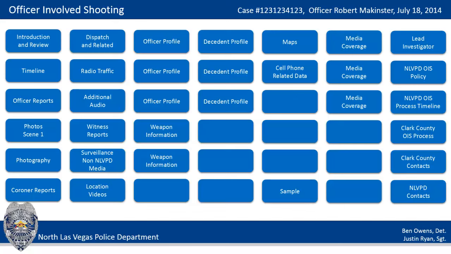You can see from this interface, going from the left-hand column going down, that there's an introduction, there's an overview, there's access to officer reports, crime scene photography, coroner's reports. Virtually everything that is going to be involved in an OIS investigation is in this document, and we can see some of this if we click on the thing.